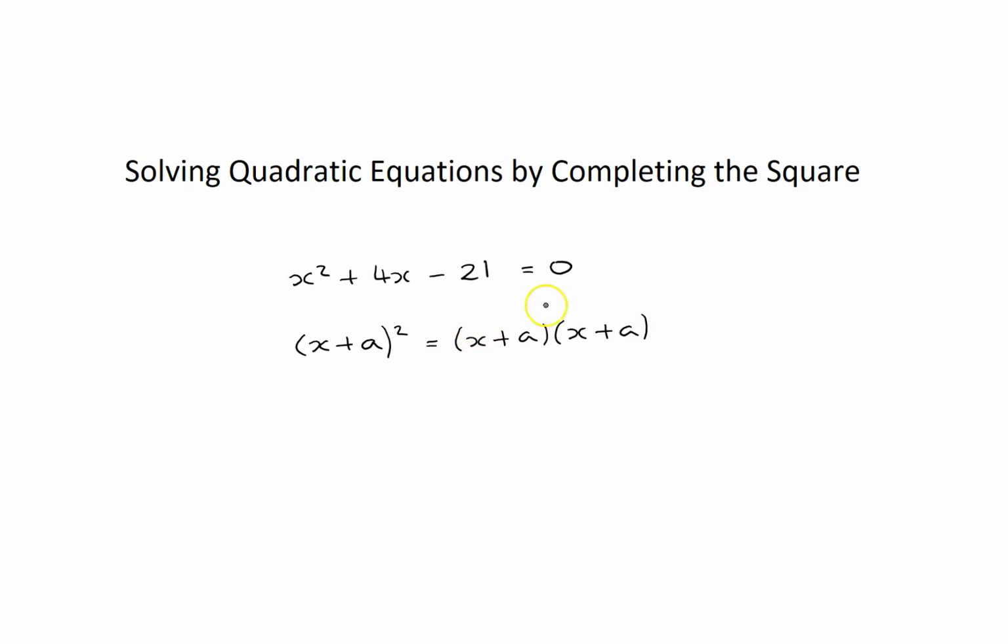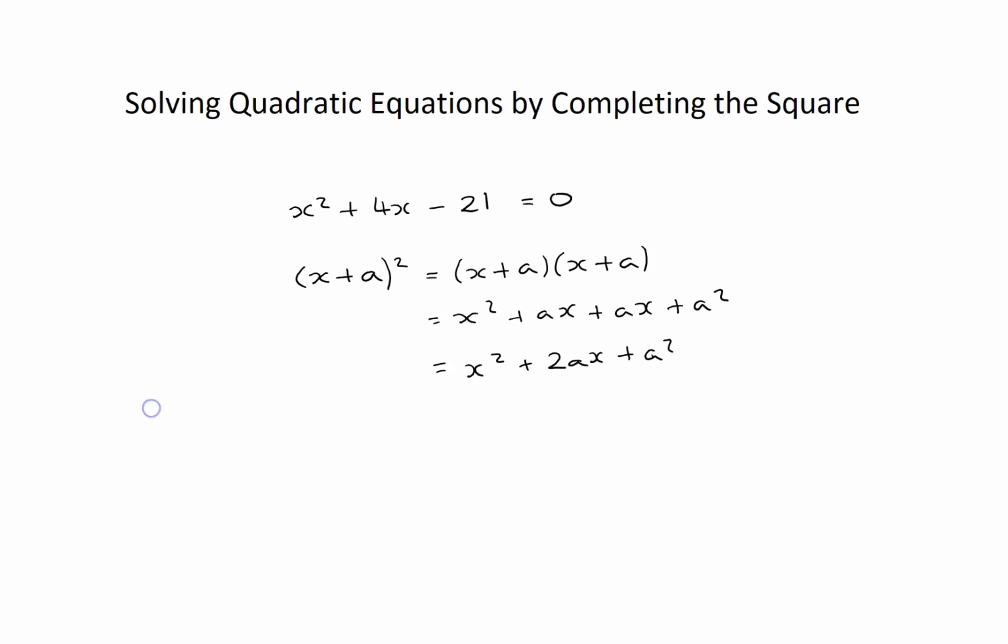Now if I expand this out, we end up with x squared plus ax plus another ax plus a squared. And if I collect the like terms together, we've got x squared plus 2ax plus a squared. So what we're aiming to do is represent our original quadratic equation in this form, and then we can write it as a perfect square.